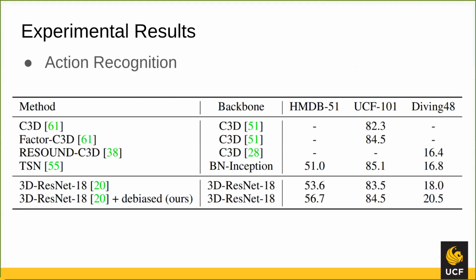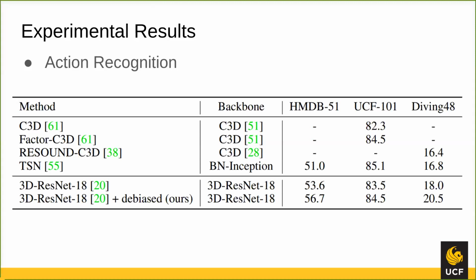So for action recognition, if we focus our attention on the bottom half of the table here, for all the data sets, the de-biased version of the 3D ResNet 18 outperformed the original ResNet 18. For each of the data sets, it was like a 1 to 2 point improvement over the baseline. And even compared to some of the bigger models, the C3D backbone is about 2.5 times bigger than the ResNet 18 backbone, and yet the performance of the de-biased network is about the same as those.